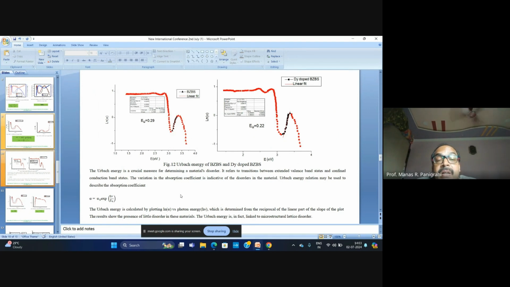This is about the Urbach energy. Urbach energy speaks about the disorderliness of the material. It is a crucial measurement, and it is related to the absorption coefficient, h nu, by E_U. E_U represents your Urbach energy, and this Urbach energy is nothing but this particular section, the linear section. And here this is the regression part, and this regression part speaks about our values, and the Urbach energy for the undoped material is 0.29, whereas for the doped one, it is 0.22.